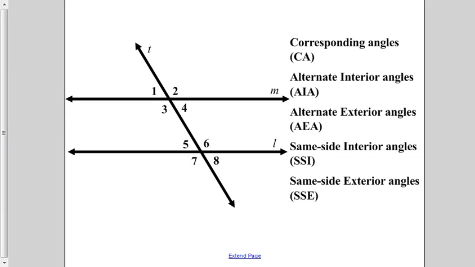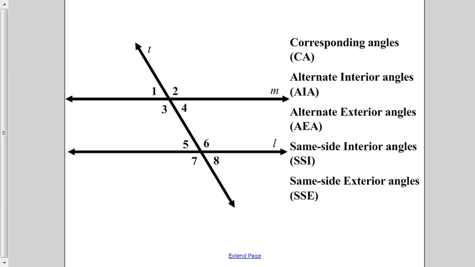So corresponding angles, which is the abbreviated version, is CA. That's what each of these letters in parentheses mean. A lot of the time I won't write it out because, of course, you guys know I can't spell and my handwriting is horrible. So instead of writing corresponding angles each time, I'll write CA. Okay? So can somebody give me an example of corresponding angles?